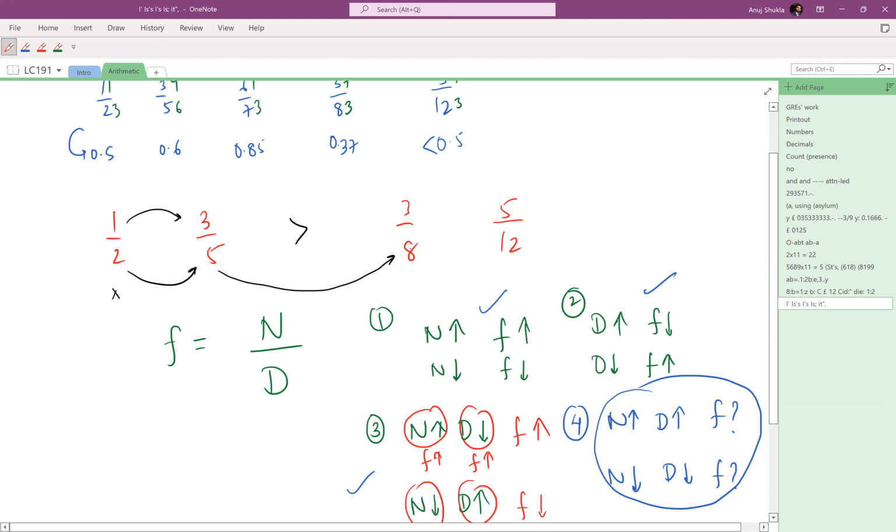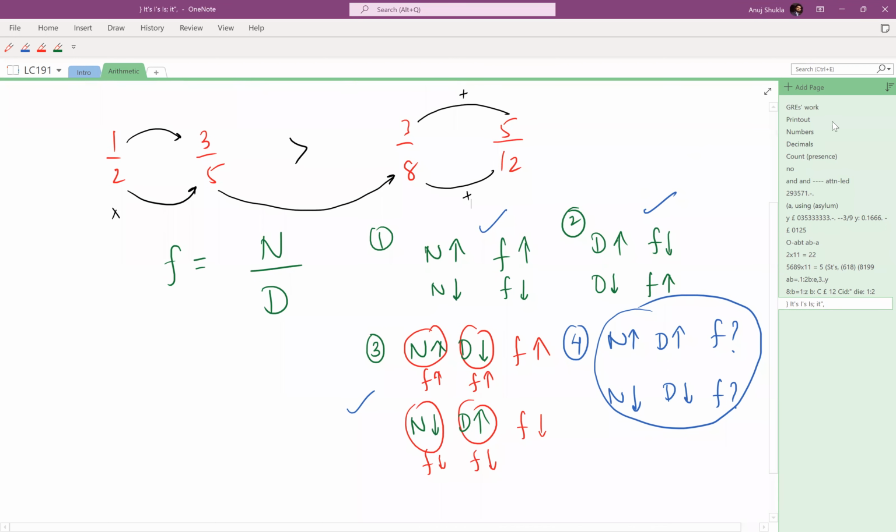Now let's talk about 3 by 8 and 5 by 12. What is happening? 3 to 5 is an increment and 8 to 12 is again an increment. So we don't know. This comes under case 4. Okay. Let's get back to case 4 to understand it clearly.